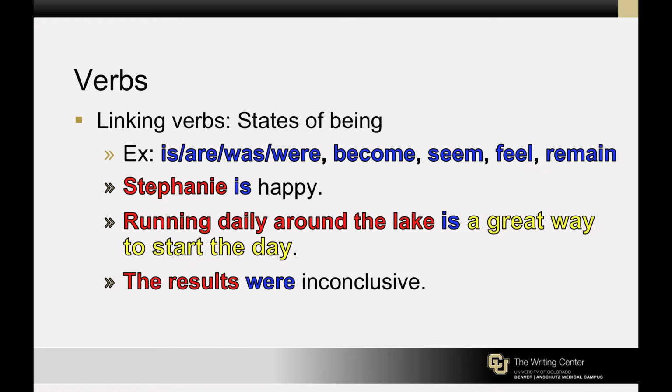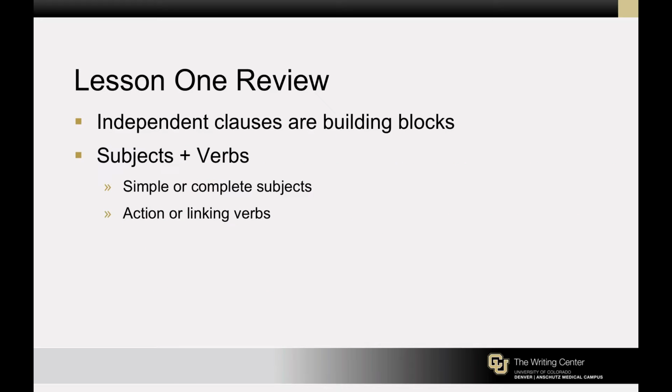We say states of being because they express a condition or situation that exists but no action is performed. For example, Stephanie is happy. Is isn't something that Stephanie can do, but it expresses the way that Stephanie is. The linking verb connects Stephanie to additional information about her. In the second example, our verb is links our subject, running daily around the lake, to more information about that idea, a great way to start the day. This is another noun phrase, which in this case is an object. Linking verbs can link subjects to objects or to words that modify the subject, like adjectives. Don't worry, we'll talk more about adjectives later.